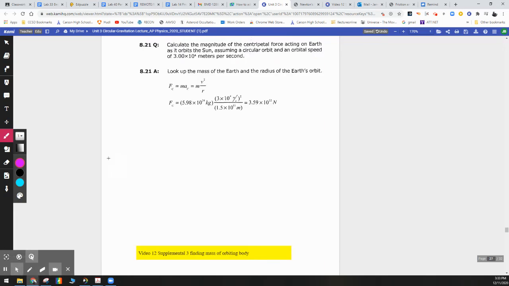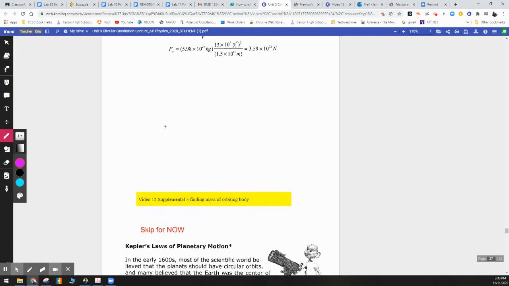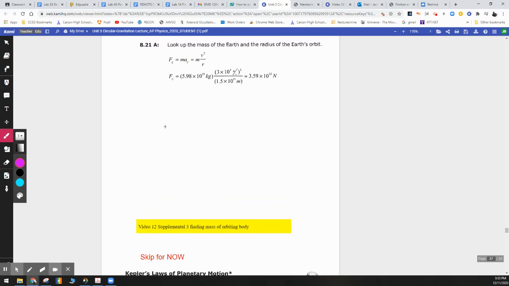All right, we're almost finished here. We'll let you take a look at 8.21. Take a look at this problem, and here's the solution. You hit pause and take a look at that. And then finally, the last thing we'll talk about here is video 12, finding the mass of an orbiting body.